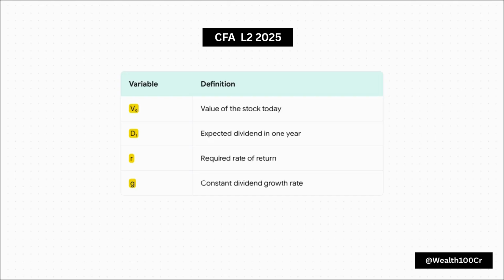Let's pull this apart real quick. The stuff on top, V0 and D1, that's pretty straightforward. But the real magic, the economic engine of this whole thing, is that denominator, R minus G. Think of that spread as the extra kickback you get as an investor. It's your required return after you account for the fact that the dividend is growing. The wider that spread, the healthier the situation, and the more valuable that stock is.